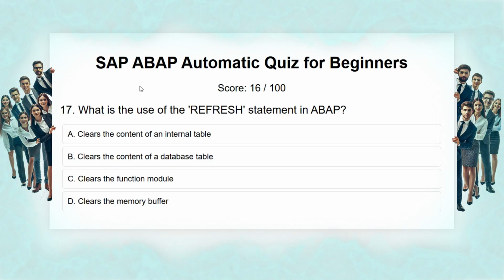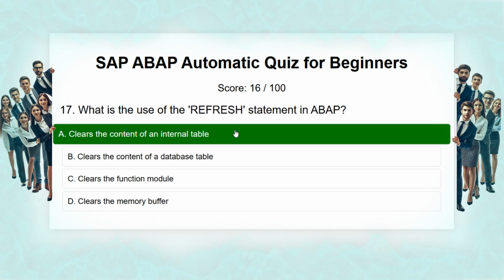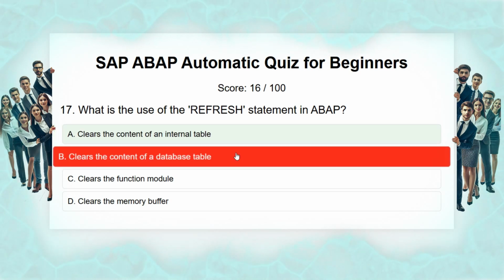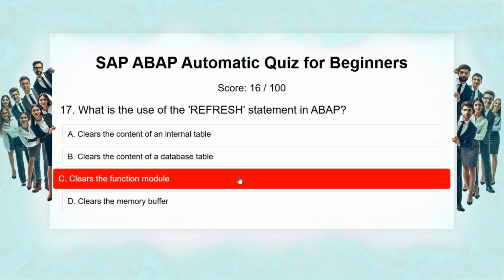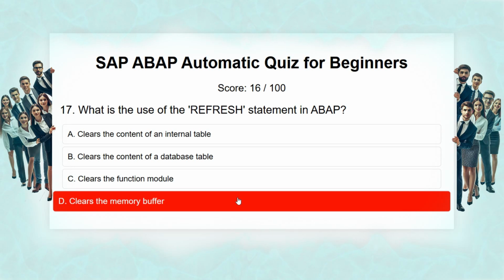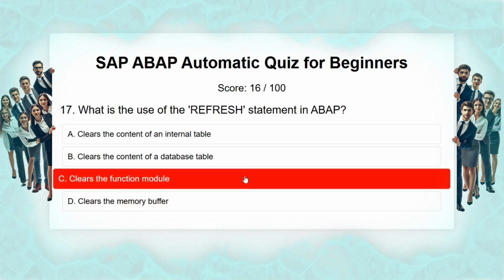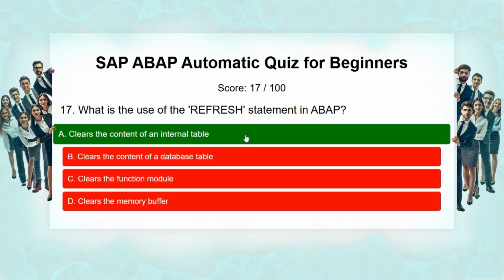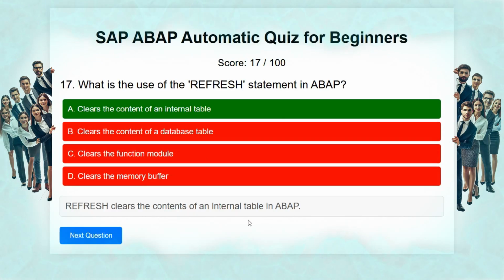17. What is the use of the refresh statement in ABAP? A. Clears the content of an internal table. B. Clears the content of a database table. C. Clears the function module. D. Clears the memory buffer. Correct answer. Refresh clears the contents of an internal table in ABAP.